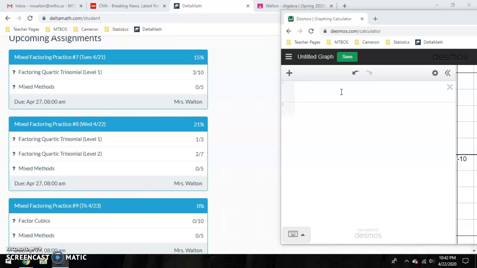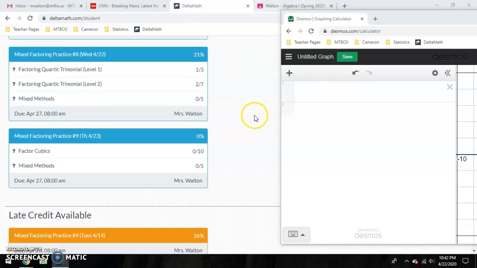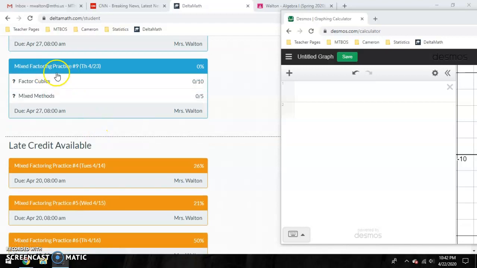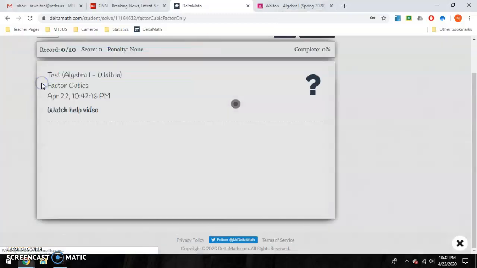So let's go ahead and get to the math. Today you have mixed factoring practice number 9. You have 10 questions on factoring cubics, and then you have 5 mixed methods. So let's go ahead and figure out factoring cubics.